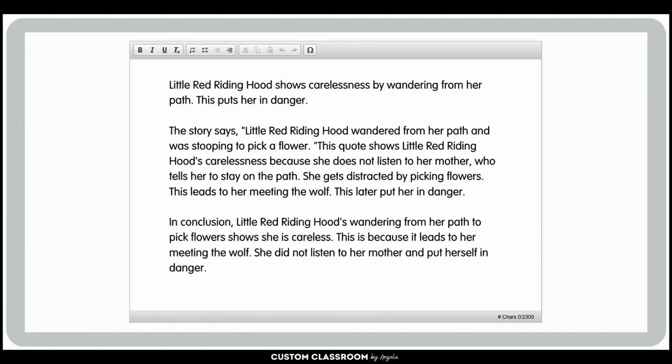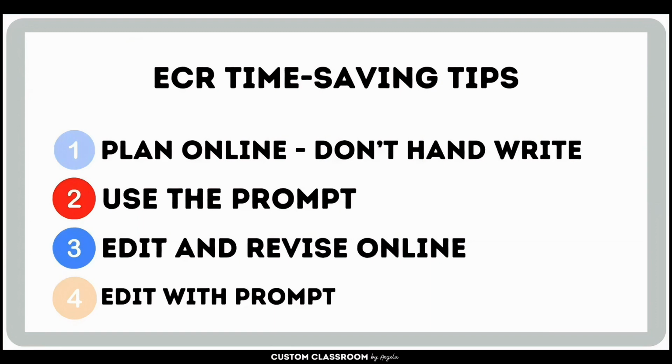All right, so here's what my final response looks like. So you can see a sample. And most likely this would probably be a response for third through probably sixth or seventh grade. Any older than that, we need another piece of evidence and a little bit more explanation. But really, you could probably get a 3 in a lot of the grade levels with this. So those are my four time-saving tips.